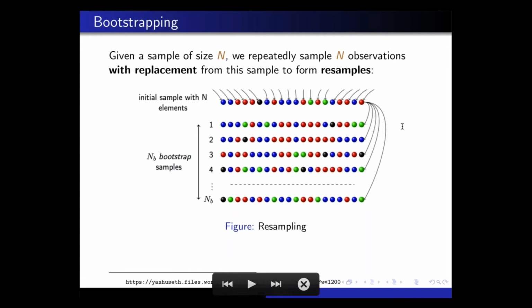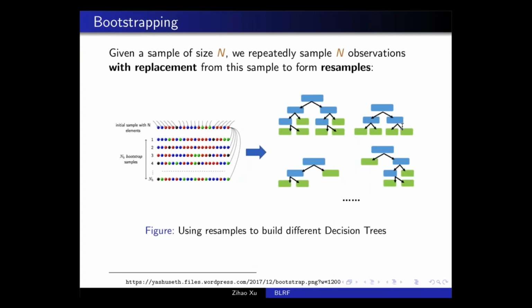And it turns out that we can use this idea to train a different decision tree on each of the subsamples we obtain. We can already see that because each of the resamples is slightly different, we can build different decision trees. And with this set of trees, we can already get a sense that if we group a lot of trees together, it forms a forest.